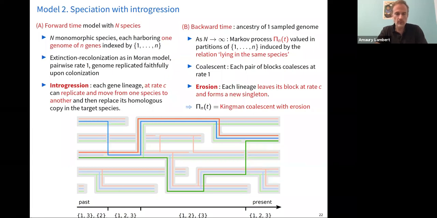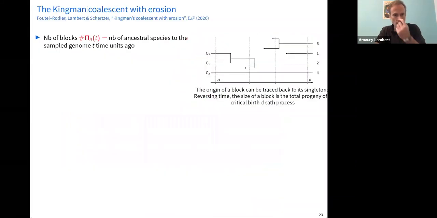And thanks to the skill of Félix Foutel-Rodier, we managed to get some nice results on the stationary state of this process. So first, recall that the number of blocks at time t is the number of ancestral species. Okay, it's the number of species that contribute to the genome that you have sampled at present time.